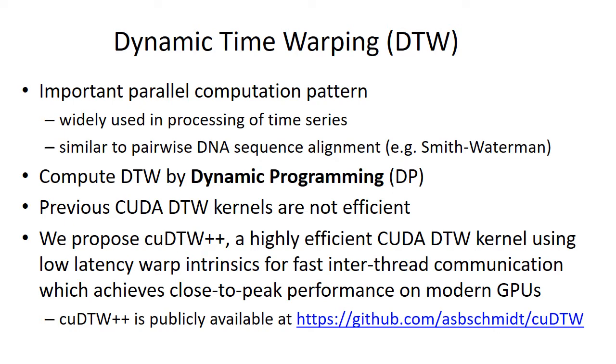And we have observed that previous CUDA implementations of DTW are not efficient. In this paper, we propose cuDTW++, a new, highly efficient CUDA-based dynamic time warping kernel, which is based on warp intrinsics for fast communication between threads and can achieve, as we will see, close to peak performance on modern GPUs. It's also publicly available on GitHub.